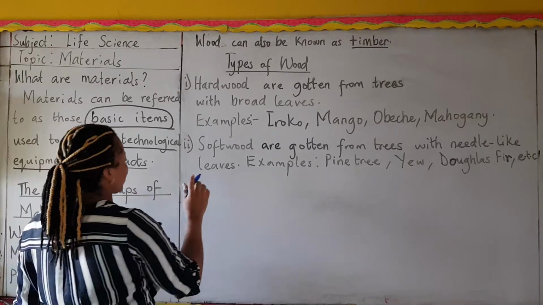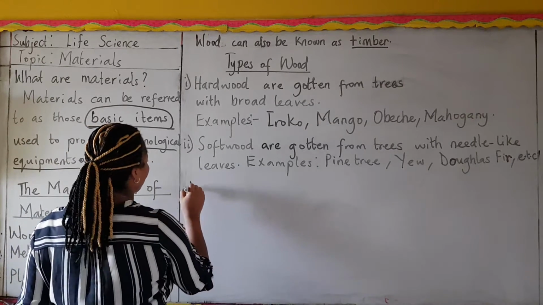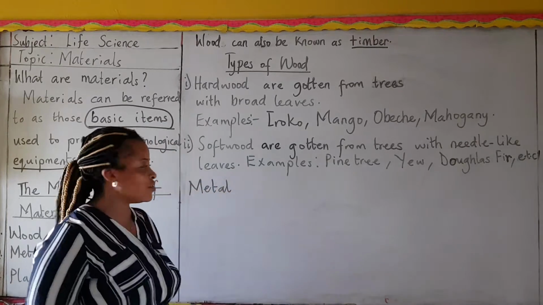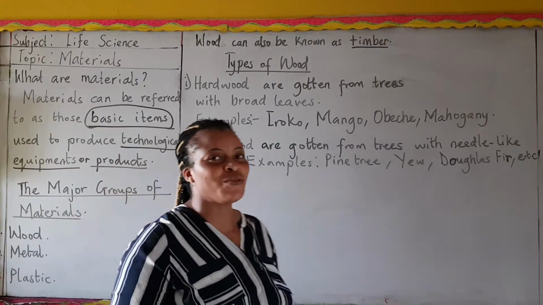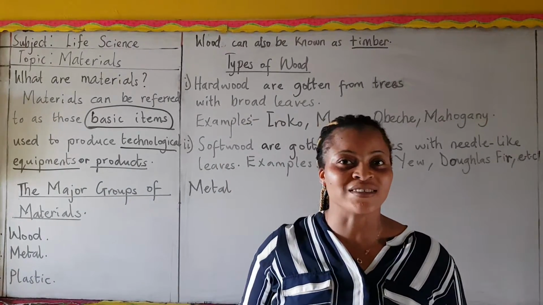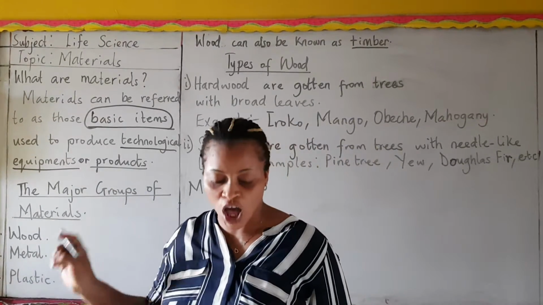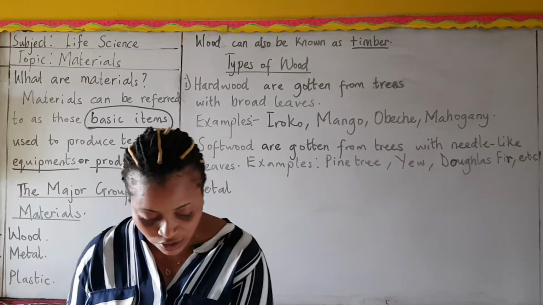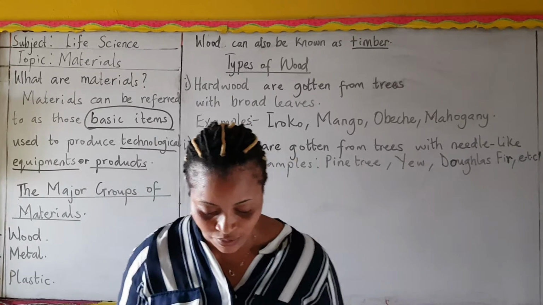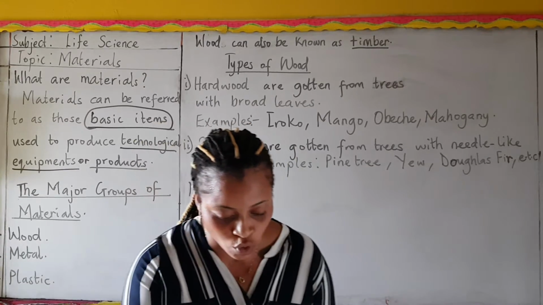Now, all these are examples of softwood. So I'm going to look at another topic, which is called the metals. The metals are there. Good. This is very interesting. Basically, most things that we have around us are produced from these particular basic objects called the metals.